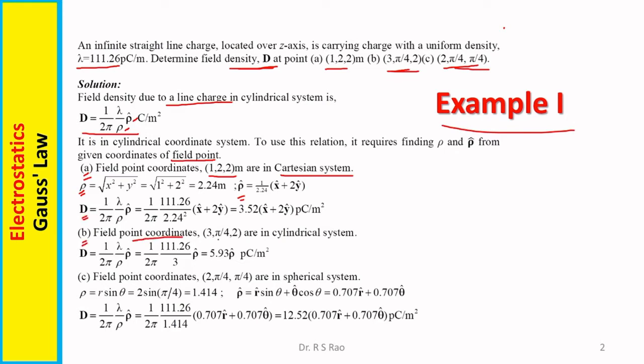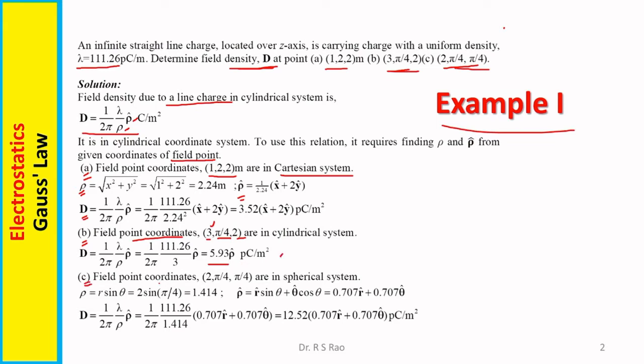Now B. Field point coordinates are 3, pi by 4, 2. 3 means rho, pi by 4 is phi, 2 means z. So rho is available, we need not do anything. So D equal to 1 by 2 pi, lambda is available, rho is 3, rho cap is rho cap. So we have 5.93 rho cap picocoulombs per meter square.